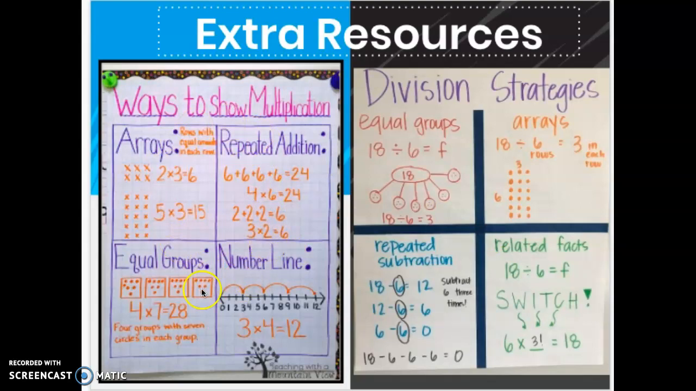Same thing with division. So division, we can do equal groups, the total divided by how many groups there are, and then solving how many is in each group. Same thing, we can show an array. We could do repeated subtraction or related facts. So 18 divided by 6 equals blank. Then you can switch. So 6 times what number is going to give me that total? 18. Okay, so I hope that this has helped review multiplication and division.